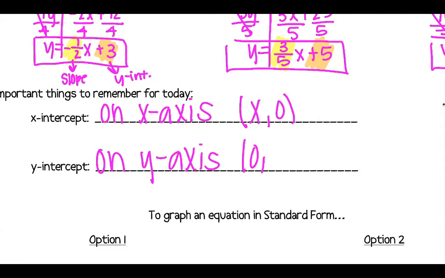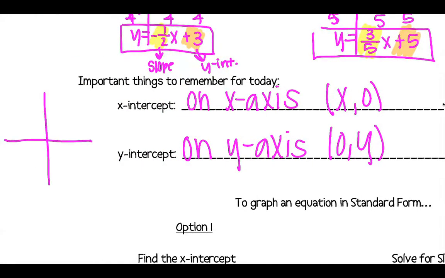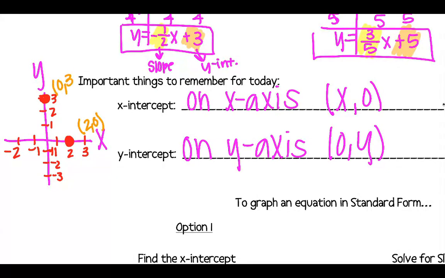y-axis, and its point is given 0 comma y, because I'm not moving left or right at all on my graph. So if I had a graph here, here's my x, here's my y. This point here, we'll say that's at 2. So this point would be at 2. We'll go put this one up here. This guy is over 2, up 0. This guy's over 0, up 3. And there's my line going through it. But those would be my points.